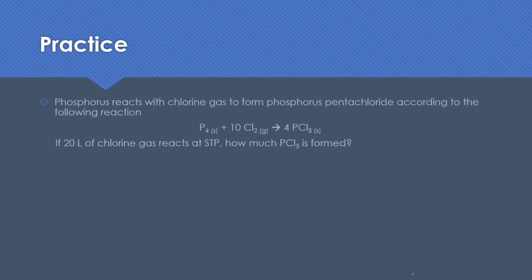Well, let's do some practice. Phosphorus reacts with chlorine gas to form phosphorus pentachloride according to the following reaction. P4 solid plus 10 Cl2 gas gives you 4 PCl5 solid. If 20 liters of chlorine gas reacts at STP, how much PCl5 is formed? Now again, this is at STP. So again, we can say, okay, well, I've got 20 liters, and it's 1 mole per 22.4 liters.